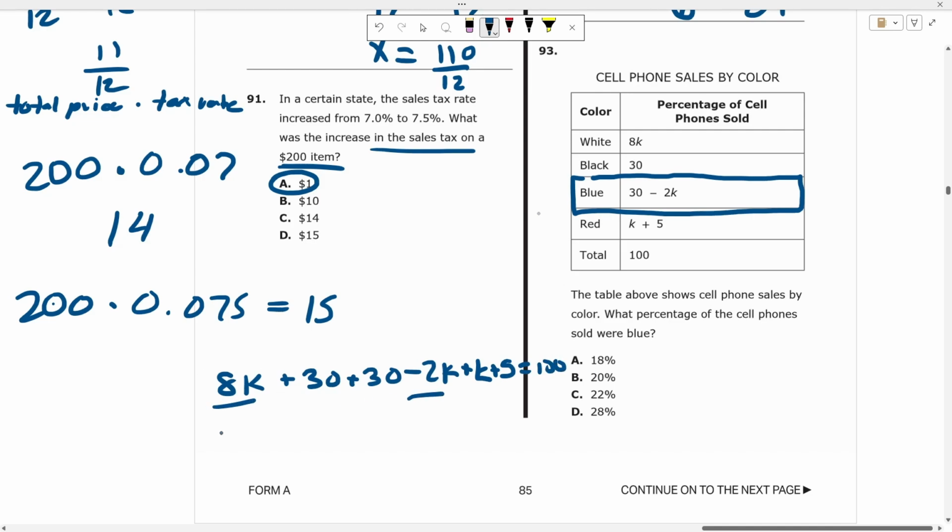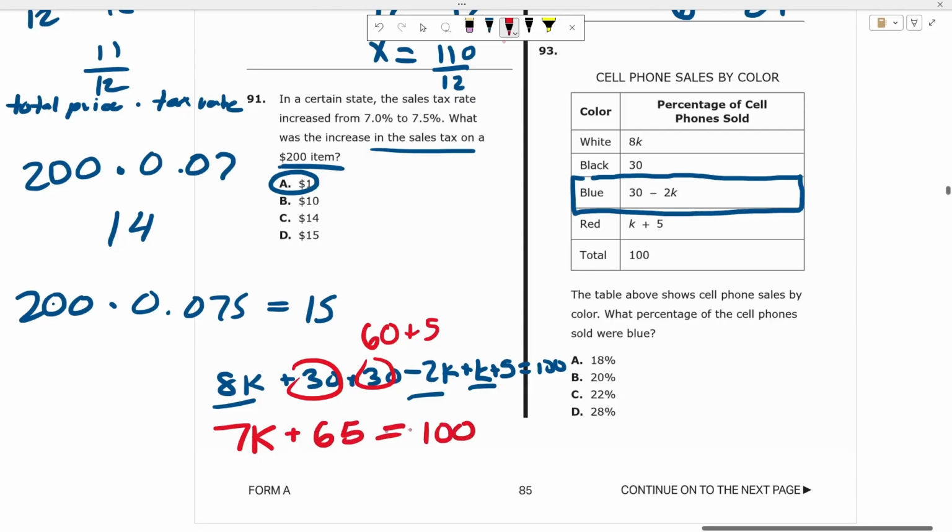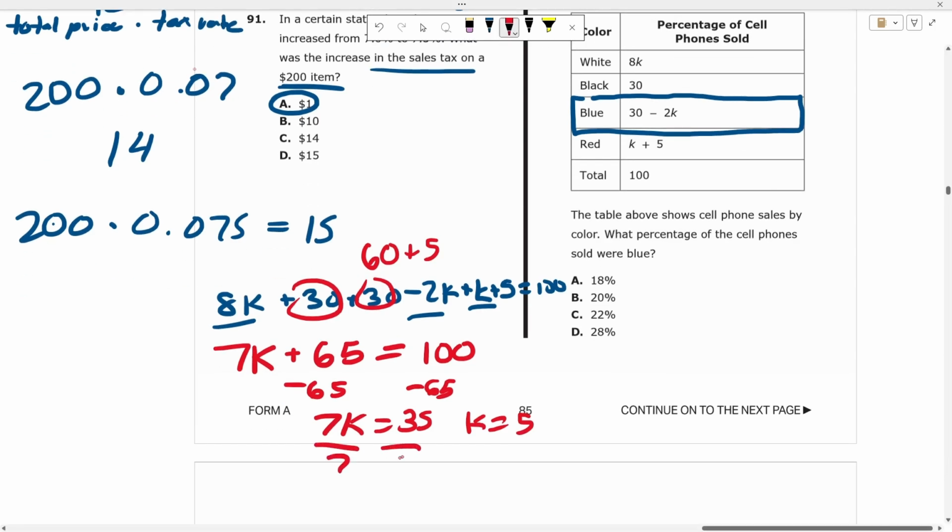8K minus 2K is 6K. 6K plus K is equal to 7K. So if I combine all my K's together, I get 7K. Then 30 plus 30 is equal to 60, and 60 plus 5 is equal to 65. So 7K plus 65 is equal to 100. If I subtract 65 from both sides, I get that 7K is equal to 35 and that K is equal to 5. If I divide both sides by 7, which I need to.